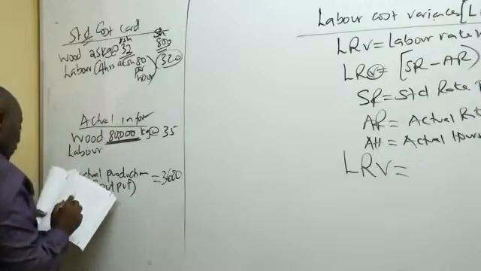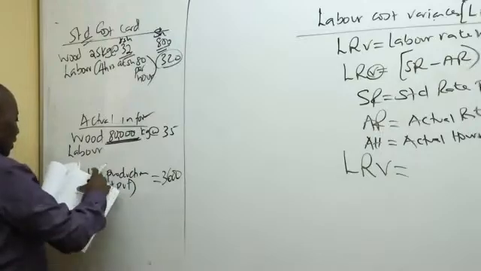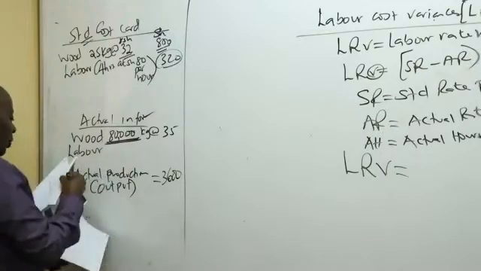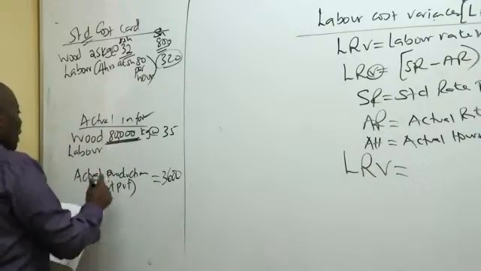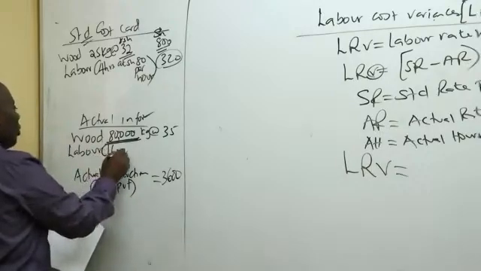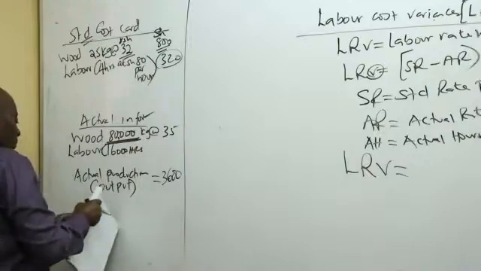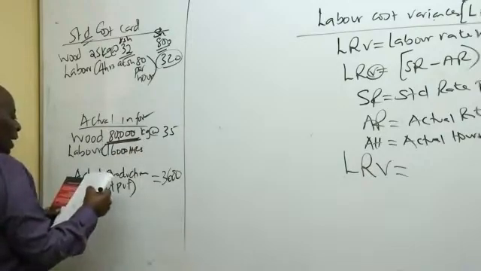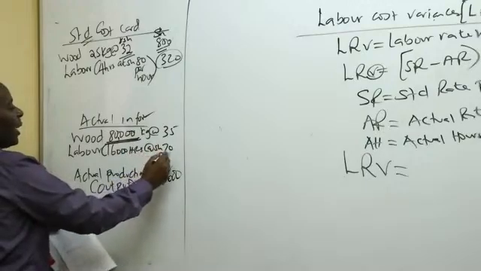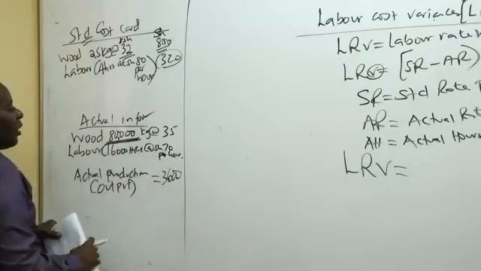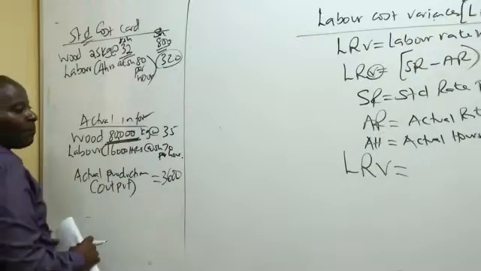And then in the actual information, actual table, they have given me their labor. So what do they have there? Labor from note number 3. From note number 3, we have labor of 16,000 hours at shilling 70 per hour.